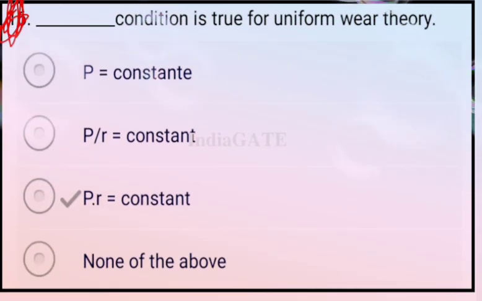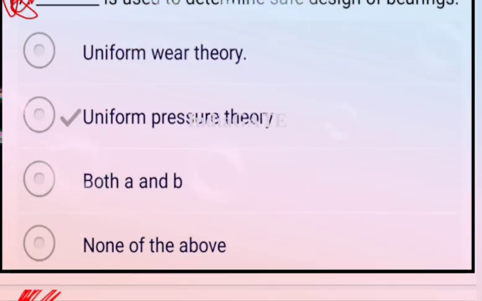Now come to the next. The dash condition is true for uniform wear theory. So option C is correct, meaning pr is equal to constant. Now come to the next. Dash is used to determine safe design of bearing. So the answer is uniform pressure theory is used to determine safe design of the bearing. So option B is your correct answer.